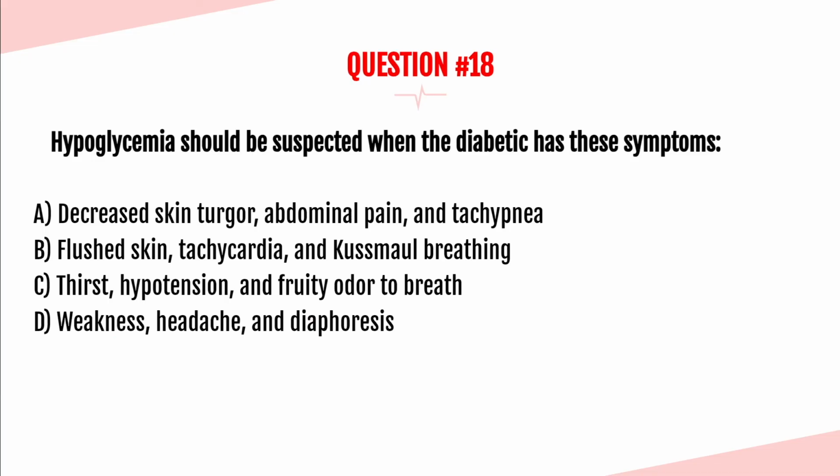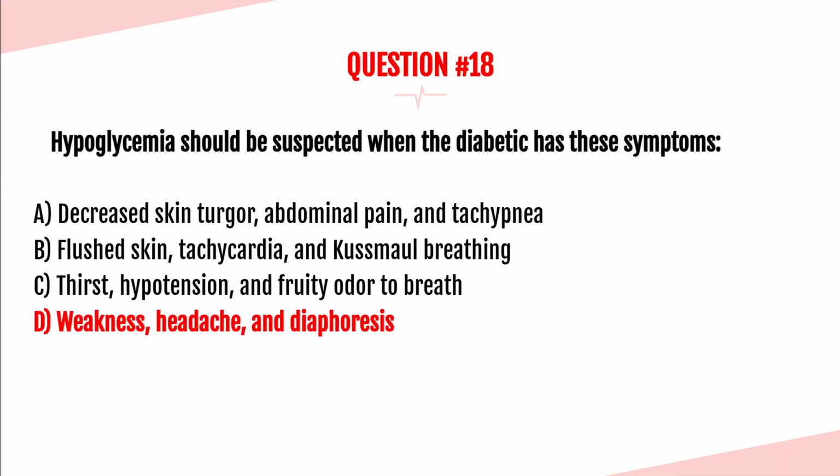Question number 18. Hypoglycemia should be suspected when the diabetic has these symptoms. Is it A, increased skin turgor, abdominal pain, and tachypnea? B, flushed skin, tachycardia, and small breathing? C, thirst, hypotension, and fruity odor to breath? Or D, weakness, headache, and diaphoresis? And the right answer here is D, weakness, headache, and diaphoresis.